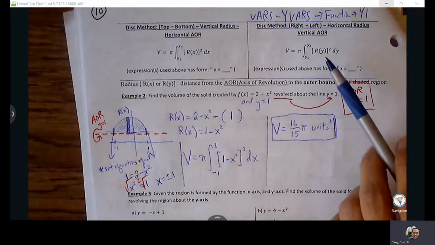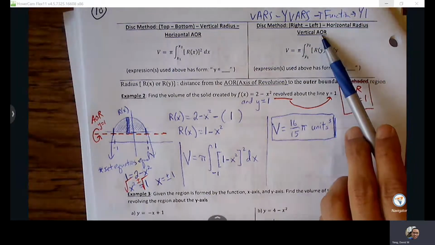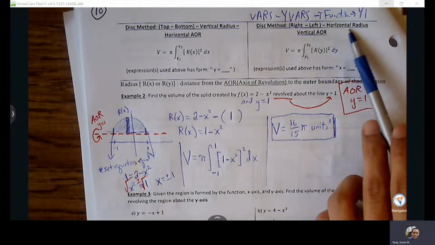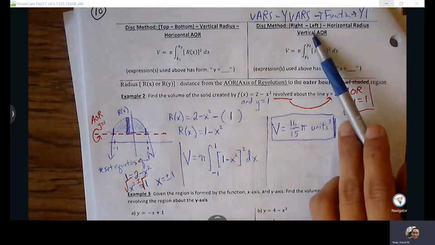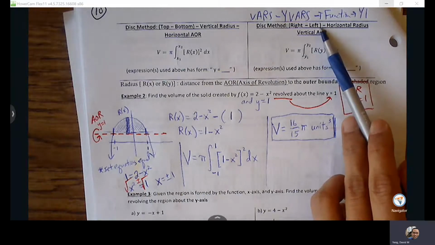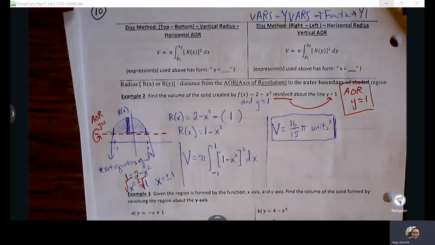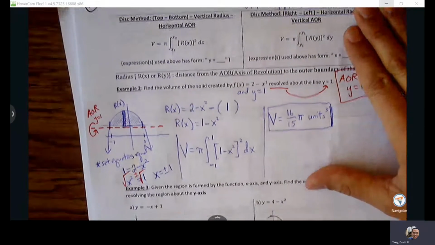Okay, let's explore problems where there's a vertical axis of revolution. If there's a vertical axis, that means our radius has to be perpendicular, which means our radius is going to be horizontal. If our radius is horizontal, then we have to do right minus left. And that's typically a red flag. If you see right minus left, you want to prepare yourself for adjusting the equations. The equations are usually not going to be ready for you in the form given if it's right minus left. So let's explore those problems here.